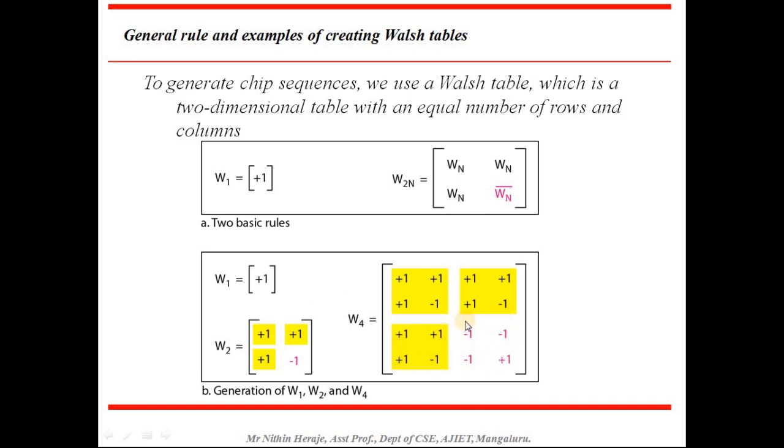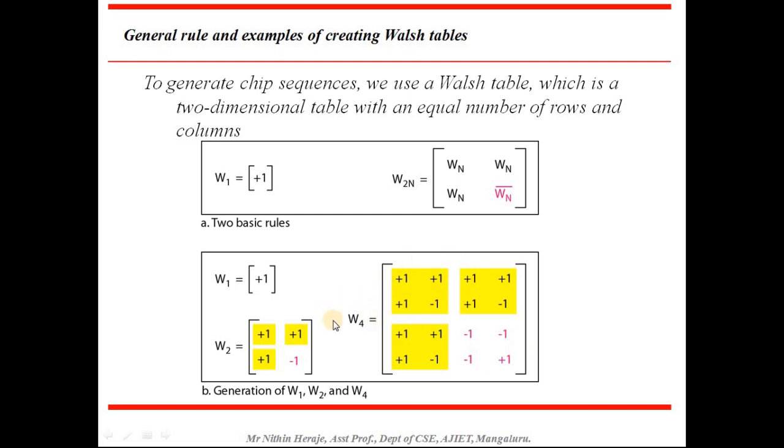Coming to this, it is already a negative block, right? So since we have a negative here, this plus 1 becomes minus 1, this plus 1 becomes minus 1 because of this. This plus 1 becomes minus 1 because of this. And this should be a minus 1, but the minus of minus becomes plus 1. Okay, so this is how you create a Walsh table.